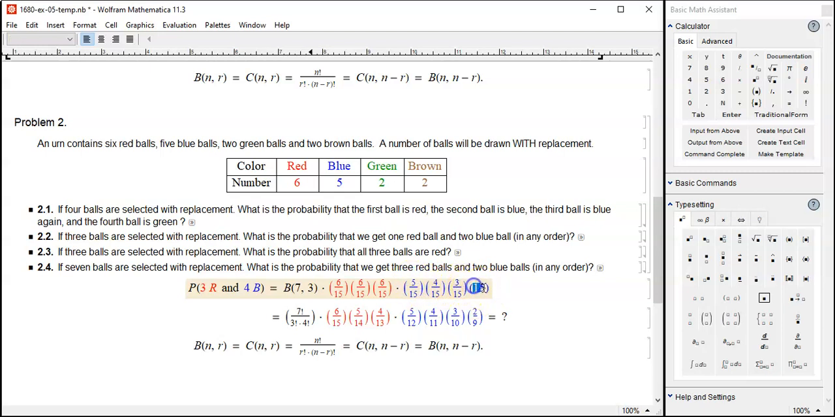And then the numerator stays as the number of available balls at the start, because that never changes. You are putting all those balls back in. So what we have is repeated multiplication: 6/15 to the 3rd power times 5/15 to the 4th power. So that's red and that's blue.